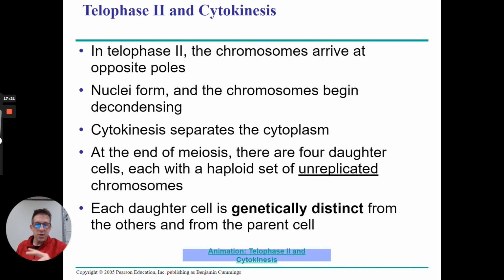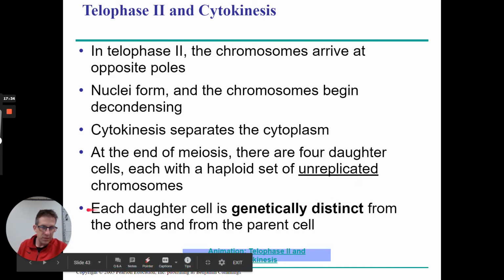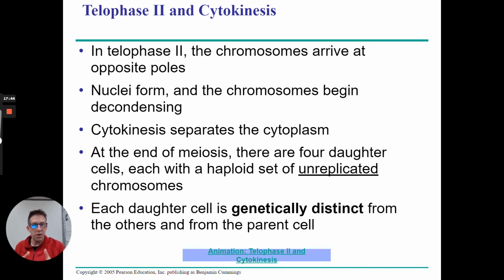And the chromosomes are unreplicated. On top of that, each daughter cell should be genetically distinct from the others and also from the original parent cell. That is one of the most important things I can express to you: each daughter cell is genetically distinct from the others and also from the parent cell. And the reason for that is because of the crossing over that happened in the very beginning of prophase 1.